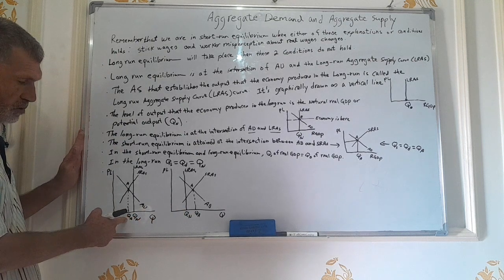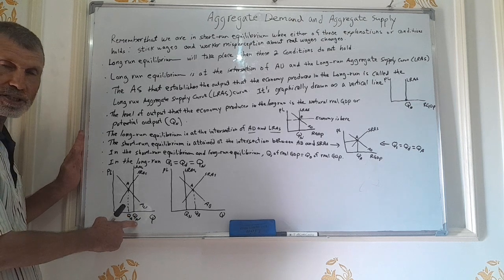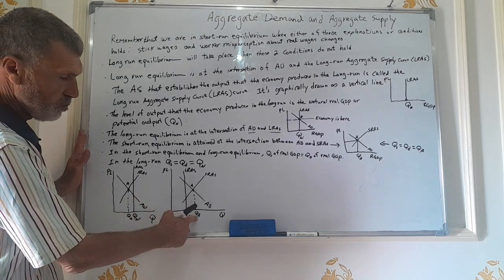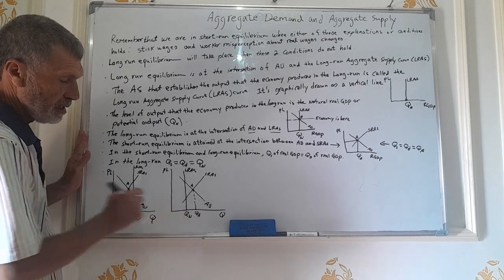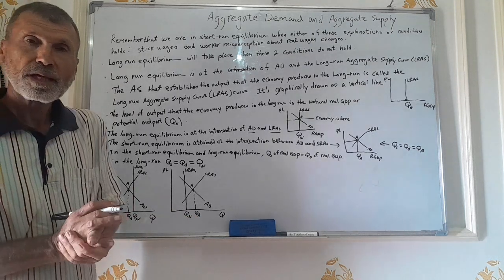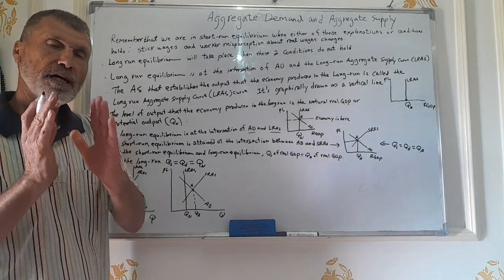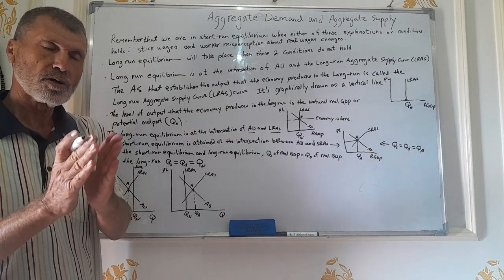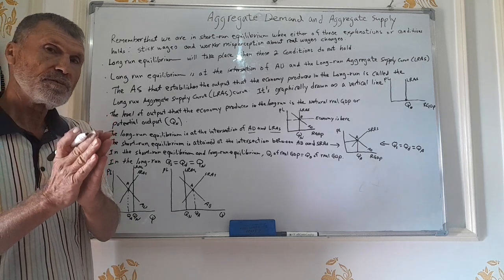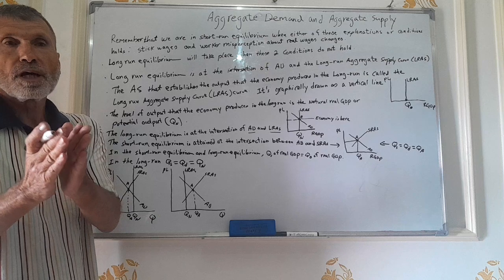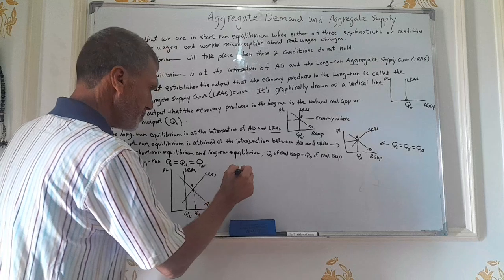In the first graph, the level of output in the short run is QA, which is less than QN, the natural GDP. Over here, the equilibrium level of output in the short run is QA, which is greater than the natural GDP. However, the long run equilibrium, as I said, is attained when the quantity supplied of real GDP is equal to the quantity demanded of real GDP, and both are equal to the natural real GDP.